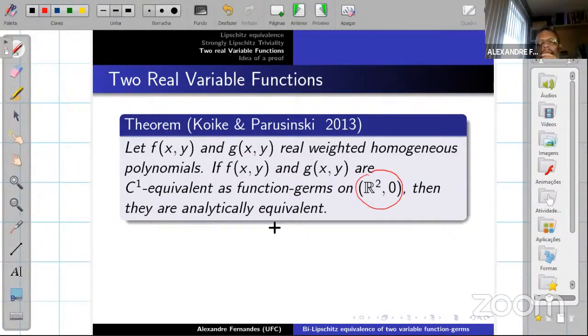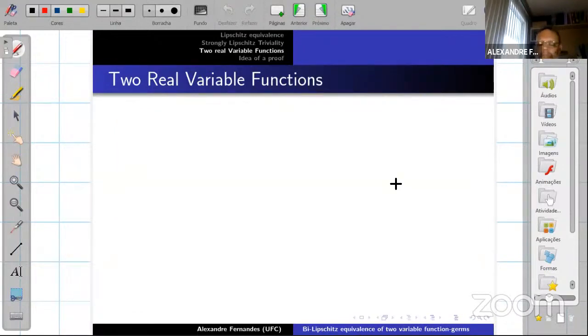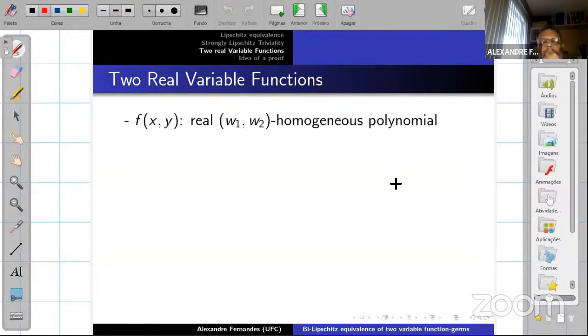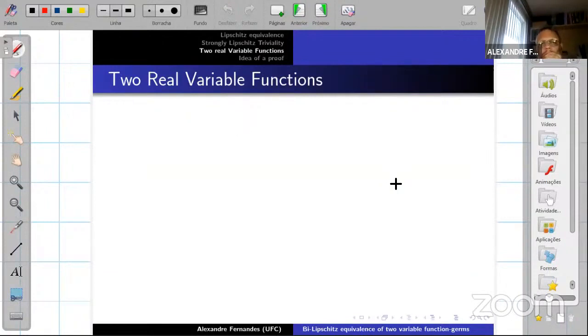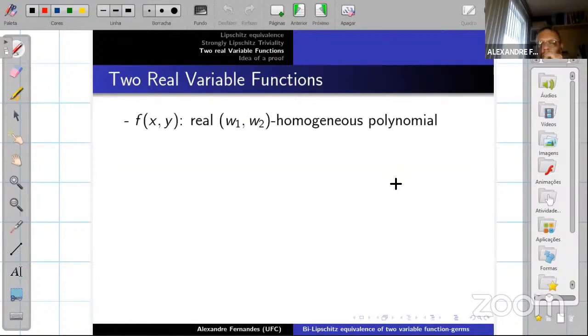Our goal was to prove that if such function germs are Lipschitz equivalent as function germs on this, then they are analytically equivalent. But it was too much for us. Then after that, I proposed to a student of mine to extend our result in the whole triangle to the whole plane.